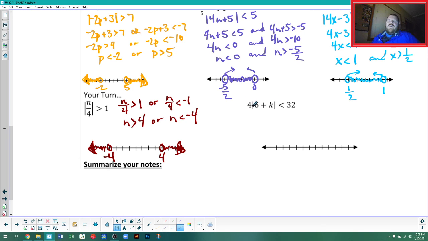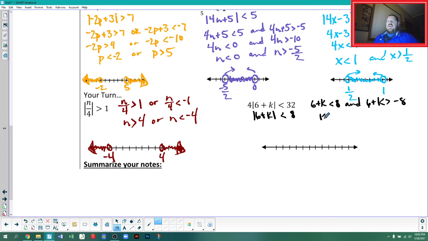All right, now we've got one that we have to do a little solving on. So let's go ahead and get that done. We're going to divide by 4 first. 6 plus k, absolute value, less than 8. So now we want to split it up. It's pointing at it, so it's going to be an and statement. 6 plus k is less than 8, and 6 plus k greater than negative 8.